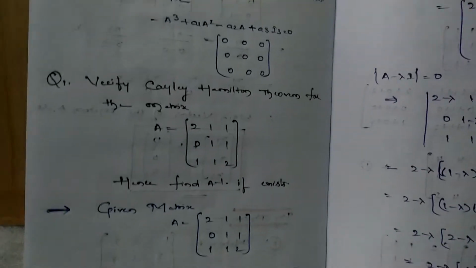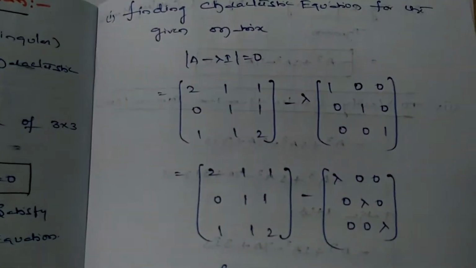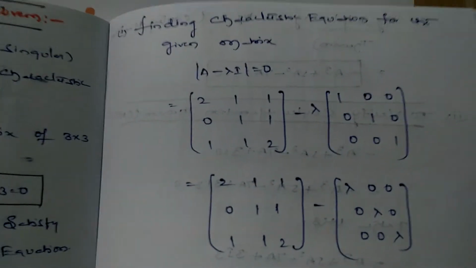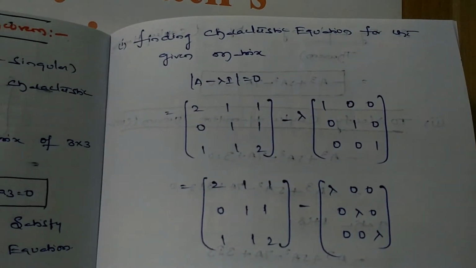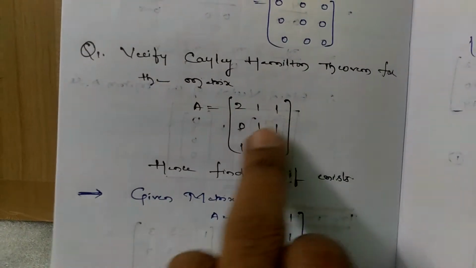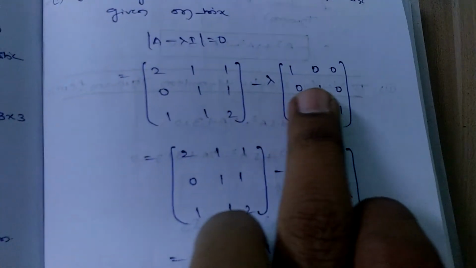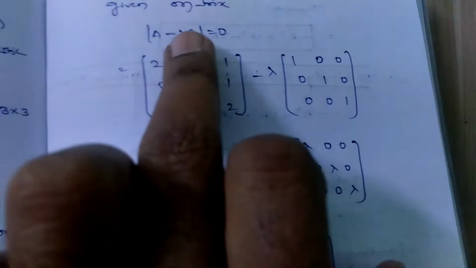First we have to find the characteristic equation for the given 3 by 3 square matrix. The characteristic equation is the determinant of A minus lambda I equal to 0. What is the A matrix? It is the given matrix, 2 1 1, 0 1 1, 1 1 2, minus lambda times 1 0 0, the identity matrix I.